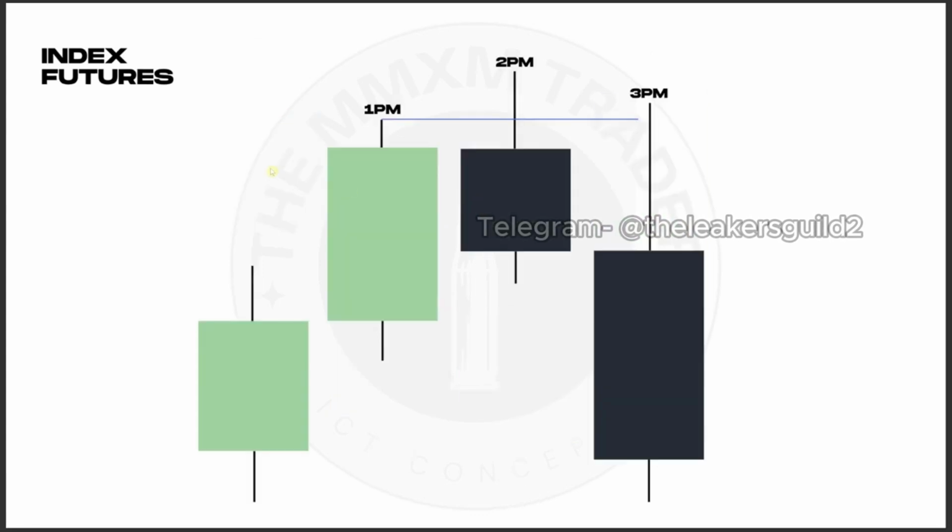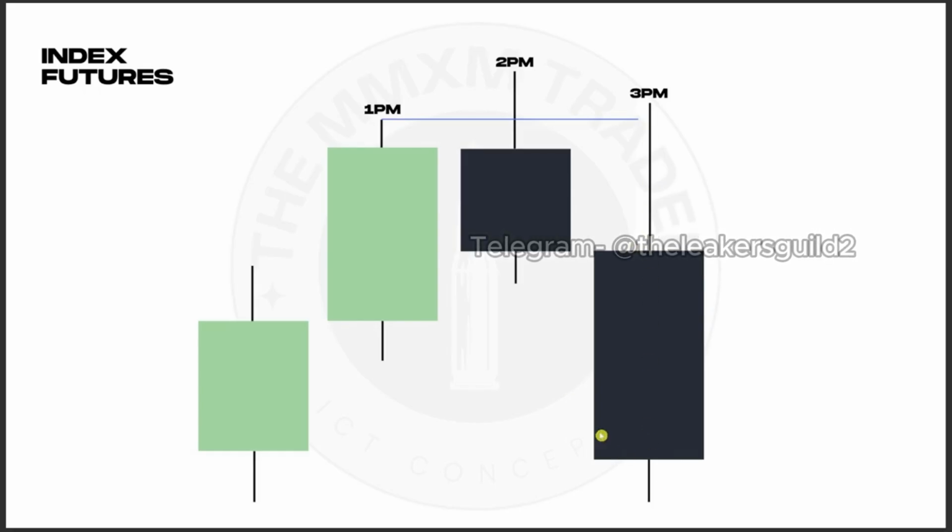Now for a bearish example, we want to have that 1 p.m. candle's high raided by the 2 p.m. candle, and importantly, the 2 p.m. candle needs to close inside of the 1 p.m. candle. And then we can trade the 3 p.m. candle's power of 3: manipulation higher, and then a distribution down lower.